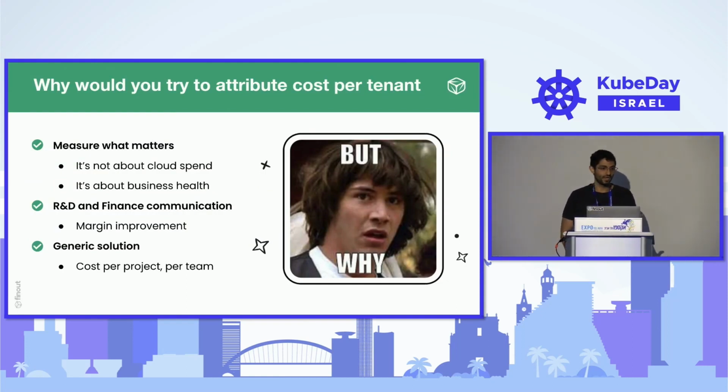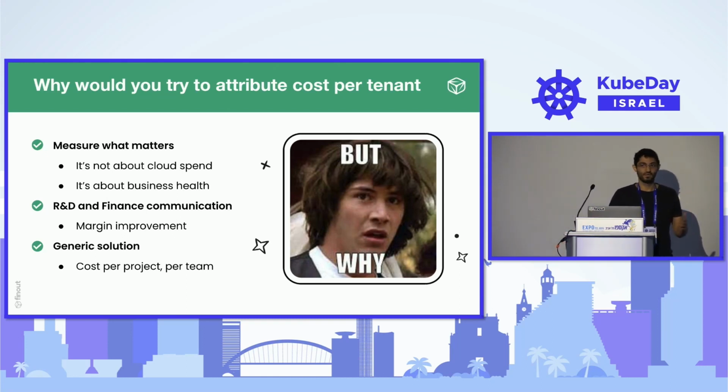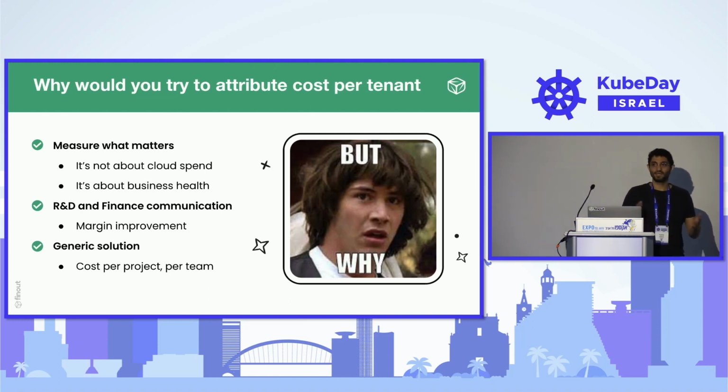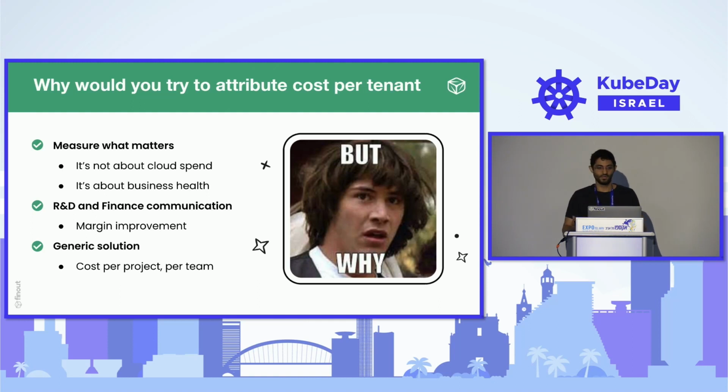What value do we have in attributing our cost to our different customers or tenants? The first and foremost reason that we'd want to do that is because we want to measure what matters. And I'll explain what I mean by that. Let's take, for example, a company that 1 year after another multiplied its cloud costs by 2. Is it a good thing? Is it a bad thing? And the answer for that is it depends.